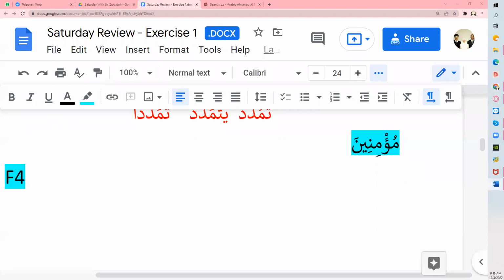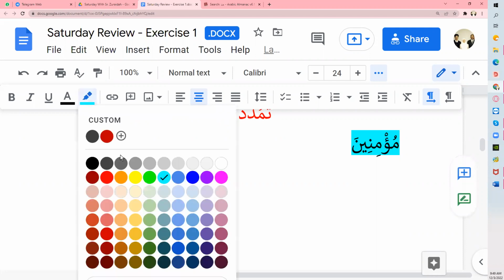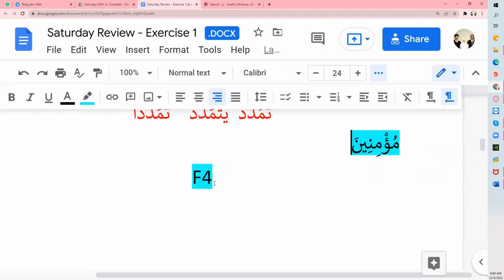So the active one is amana yu'minu, right? Yes. So now the passive would be... muni. Yeah, it's an awkward one. You know why? Because it's a hamza. So we go madi first. Mana, but the sound is u.